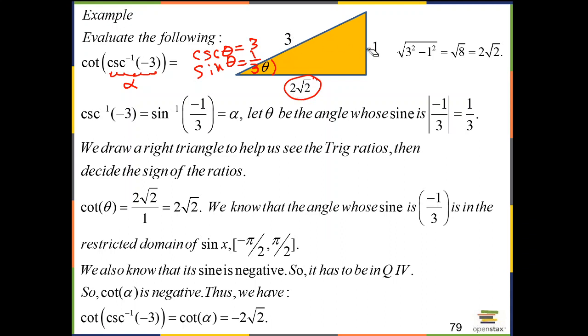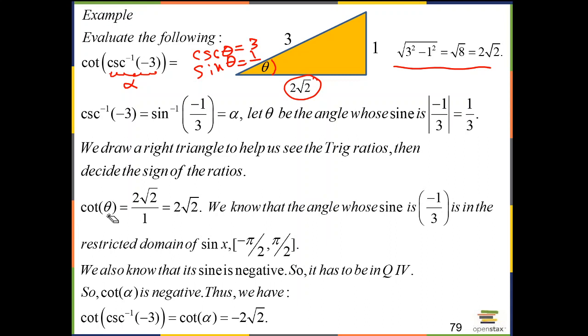3 squared equals 1 squared plus that. See that? We can easily find that this is 2 square root of 2. Okay, now that we know all 3 sides, we know all 6 ratios. Which one do we want? Well, we want cotangent, right?